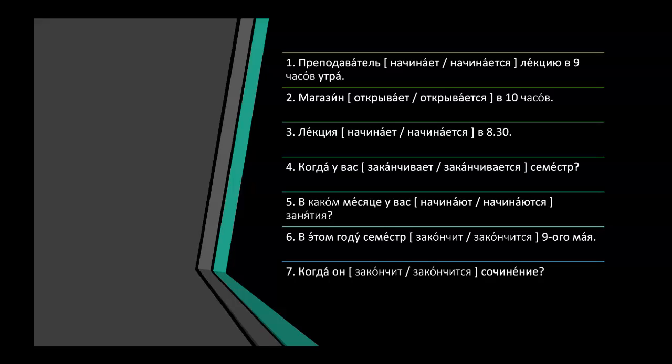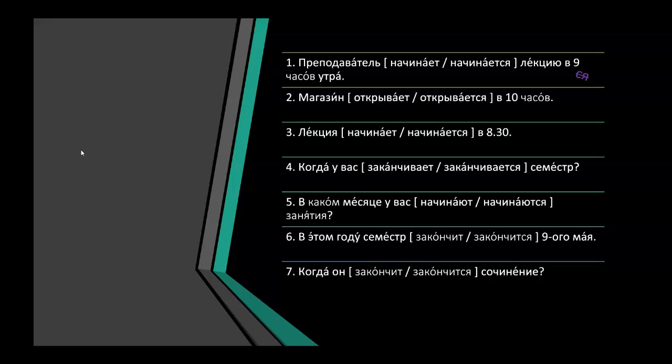This is the second part of the activity on page 164. I'm going to suggest that you complete the final section of the practice worksheet and test your understanding of what we just did. Once you come back, please check your answers with me. So, 1. Преподаватель начинает или начинается лекцию в 9 часов. This is that person, and then we should also see лекцию is the direct object. So we should know that there's no ся.